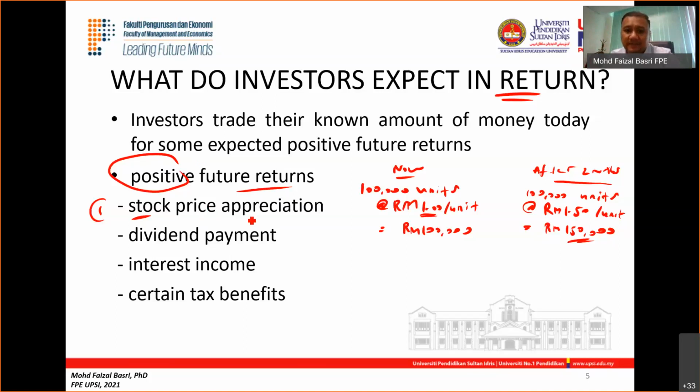So appreciate ni, we know the price is increasing. Okay, kalau depreciate, you belajar kan depreciation ya. So depreciate, harga dia drop. Okay, kalau appreciate, the price goes up. Okay, so that's number one. The second type of returns will be from dividend.